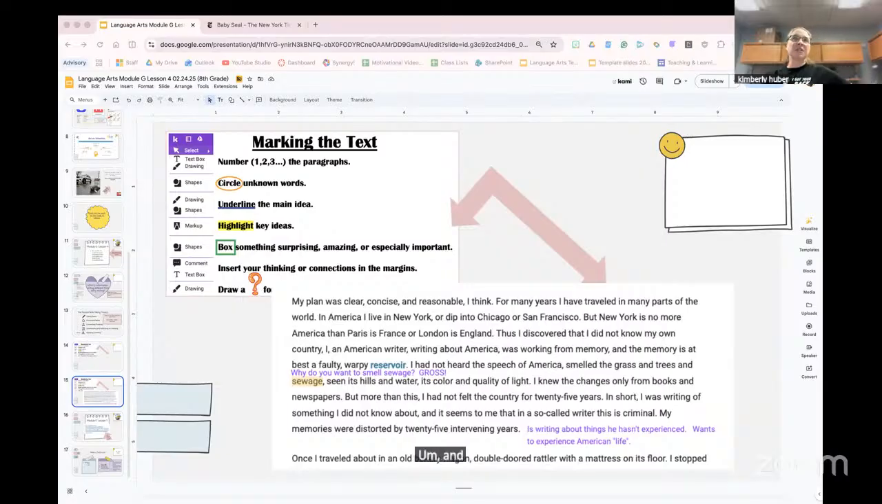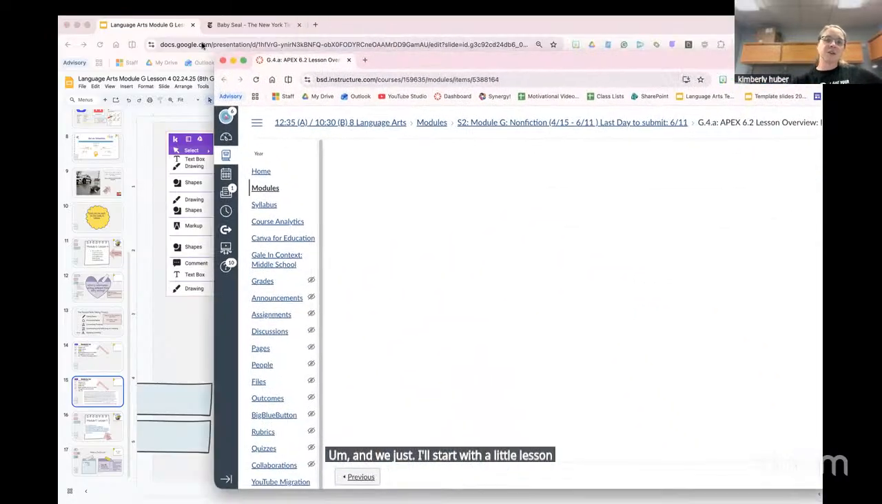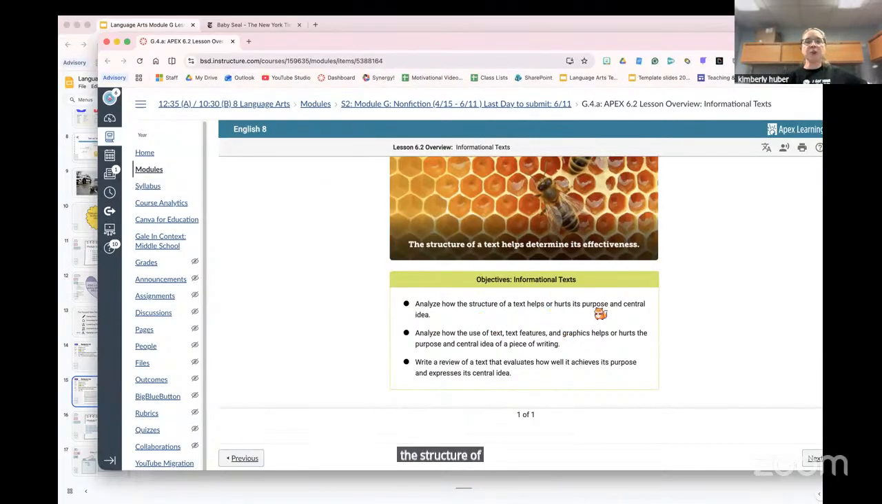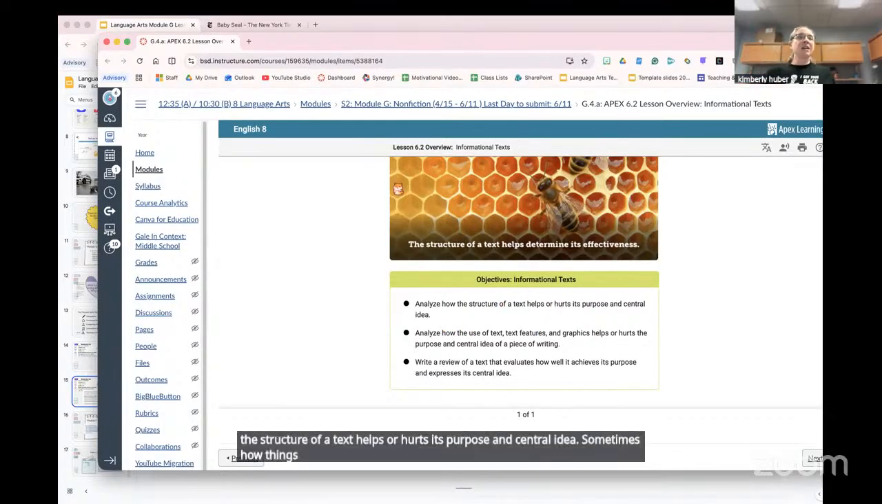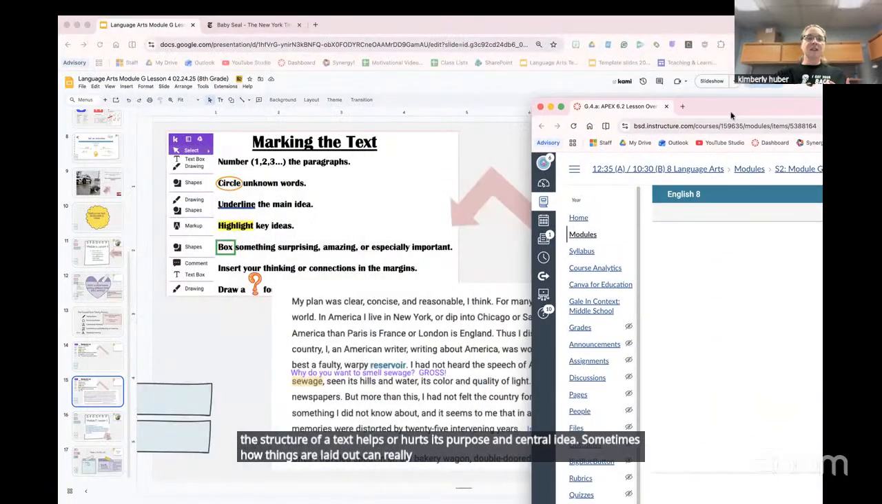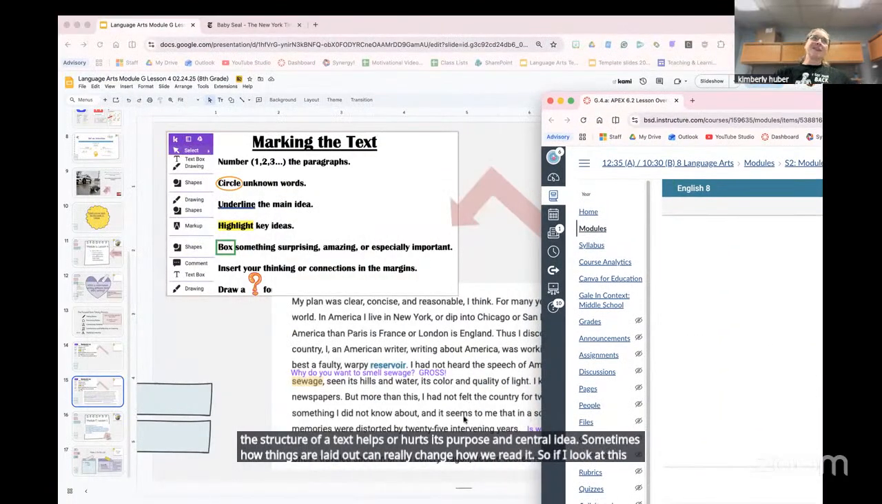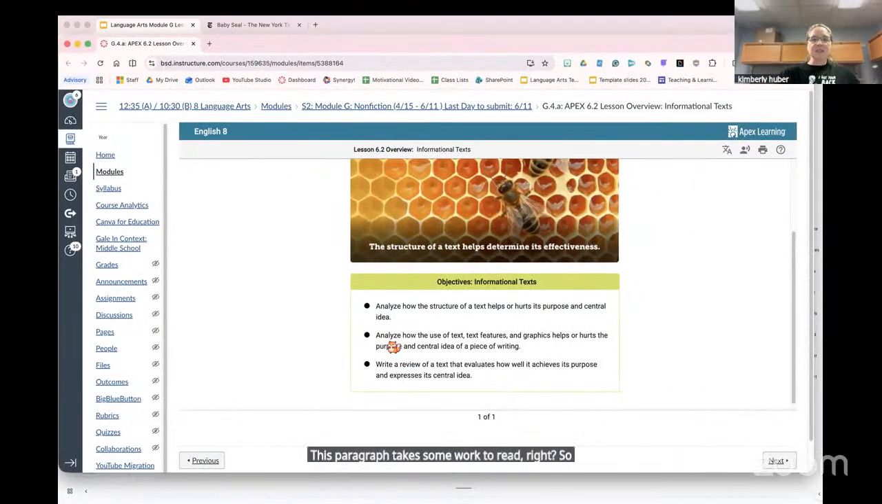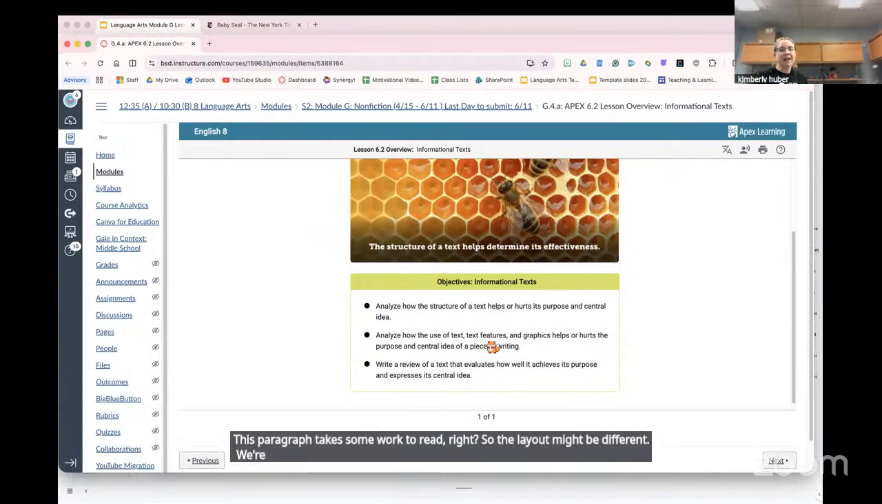And I'll start with a little lesson overview because that's what we're trying to learn. Our objectives: we want to learn how the structure of a text helps or hurts its purpose and central idea. Sometimes how things are laid out can really change how we read it. So if I look at this paragraph, it takes some work to read, right? So the layout might be different.